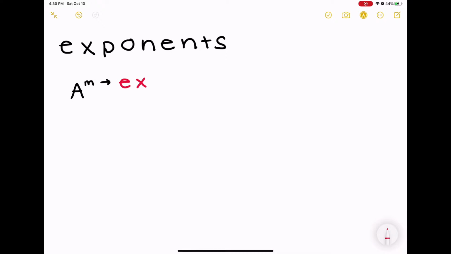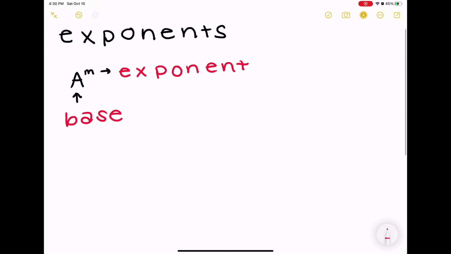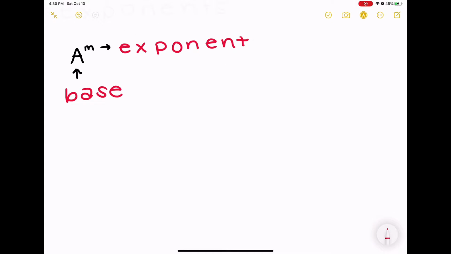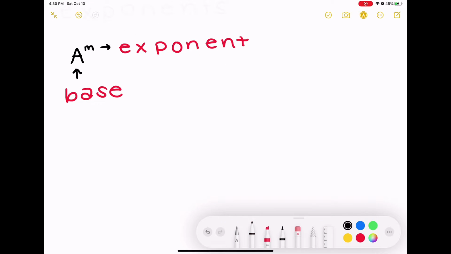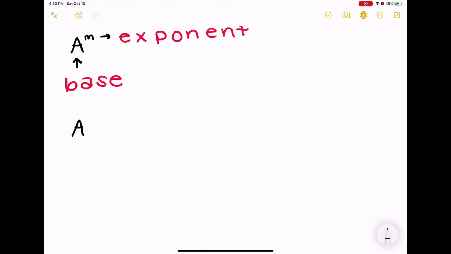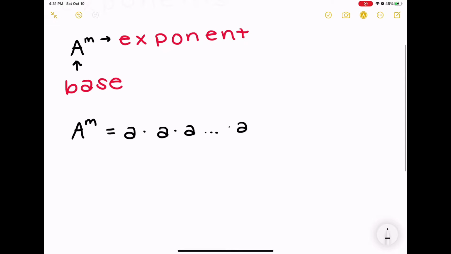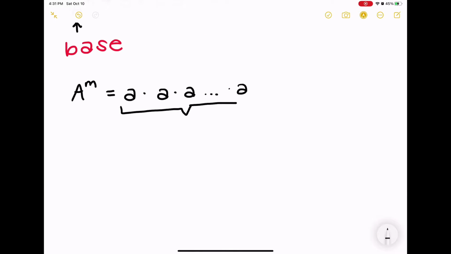Well, an exponent is this little tiny number that you'll find just a little bit above the base. And the base can be any number and so can be the exponent. But the base will be the bigger number and the exponent will be the smaller one. Now, in case you don't really know what this means, what does it mean? Well, it means you're going to be multiplying a by itself m times.